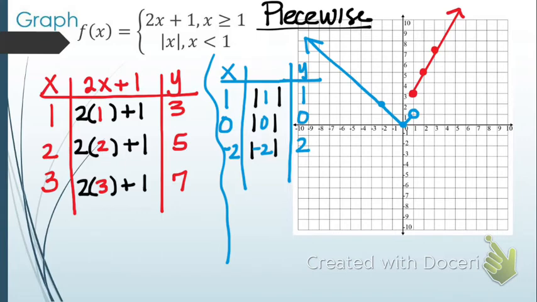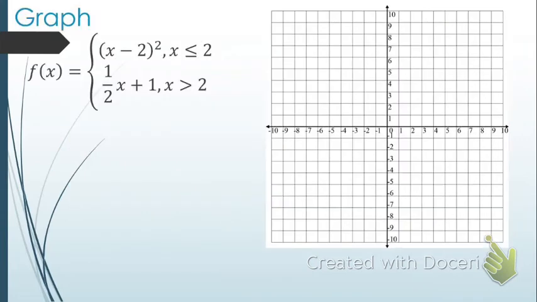Okay, let's do another one. Go ahead and copy this down. So now we have a piece of a parabola and we have a piece of a linear. I'll give you a minute to copy it down and then we'll make our charts.